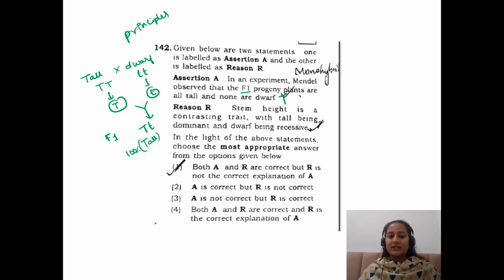Stem height is the contrasting trait, with tall being dominant and dwarf being recessive. They crossed by taking only one character in the monohybrid cross. He got the tall as well as the dwarf, and 100% tall is seen in the F1 generation because tall is dominant. So both are correct, and it is also explaining the assertion properly. Both A and R are true, and R is the correct explanation. Reason: as tall is dominant, all the F1 progeny show only the tall phenotype.